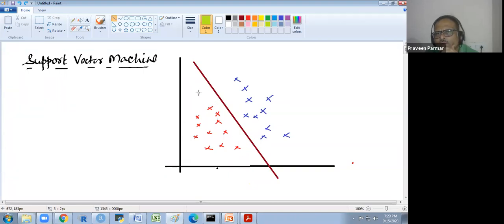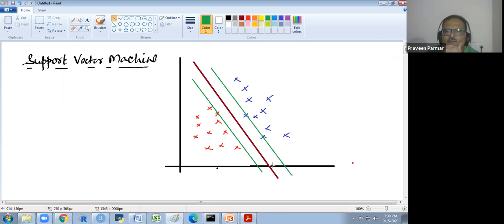So I will create the vectors. What would be the support vector? You will see I am taking a support vector here, which is very nearest to this point. I will draw one support vector from here, which is parallel to this hyperplane. And another support vector, which I think is nearer to that, I will draw here.